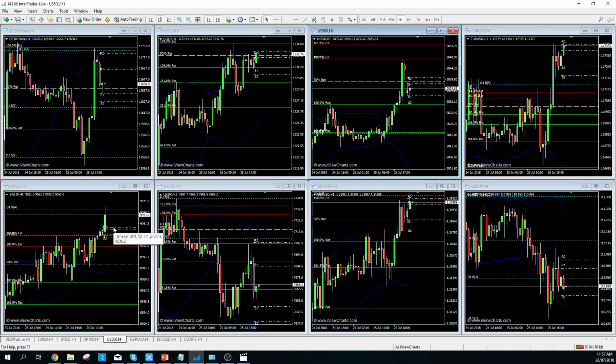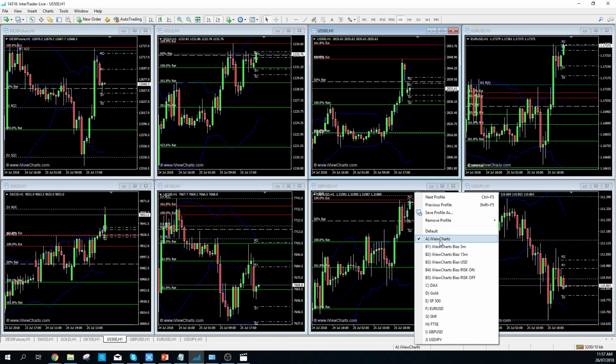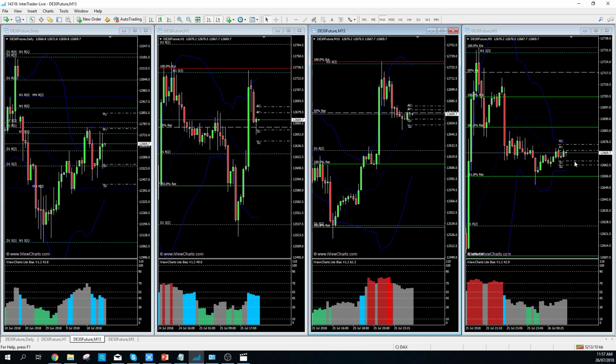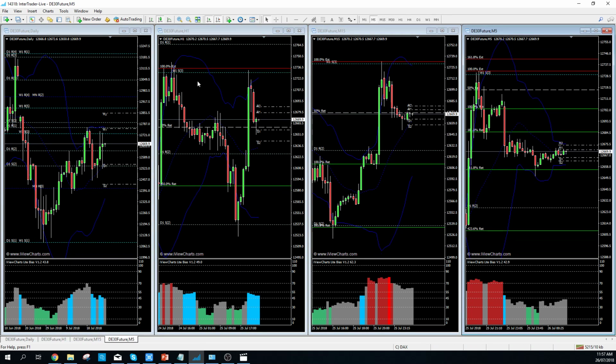So again, it's not just necessarily trading the products that are moving, it's looking for opportunities in correlated products. So the profiles are all set up. So you can look at short-term bias on the 5-minute, 15-minute, again, risk on, risk off scenarios, or you can even go into individual views where you look at the DAX on the 5-minute, 15-minute and hourly to get an idea of how the market's moving.